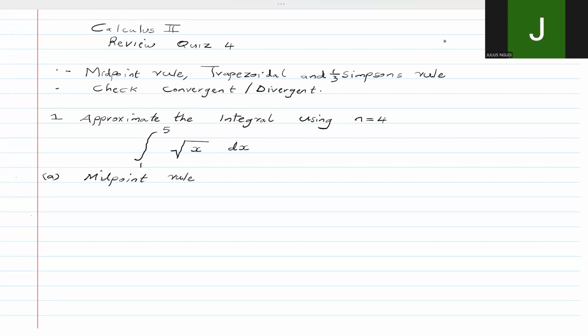Welcome to Calculus 2 Review Quiz 4. So we will discuss the midpoint rule, the trapezoidal rule, and Simpson's rule. And the other question will be checking convergence and divergence of an integral.